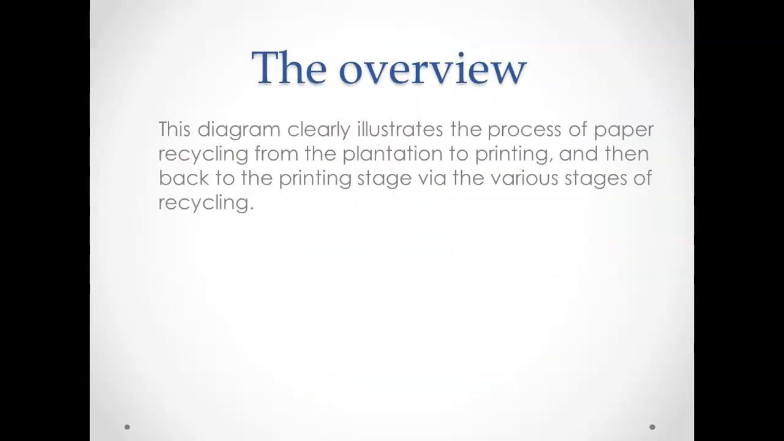Here is the first paragraph, the overview. The diagram clearly illustrates the process of paper recycling from the plantation to printing, and then back to the printing stage via the various stages of recycling. Notice the comma here separates the two parts. The first side was the process from plantation to printing, and then the second side was recycling.